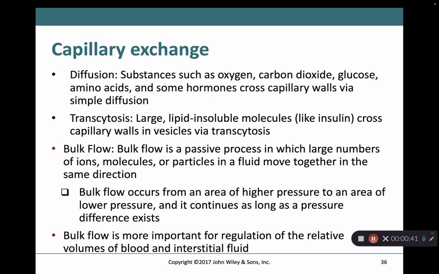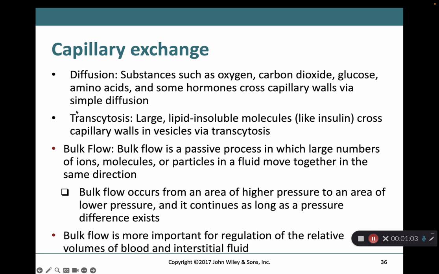Transcytosis is how larger molecules that are lipid insoluble, like insulin, can cross the capillary walls. So they cross in vesicles. They need to be carried in this vesicle in order to cross the capillary wall.